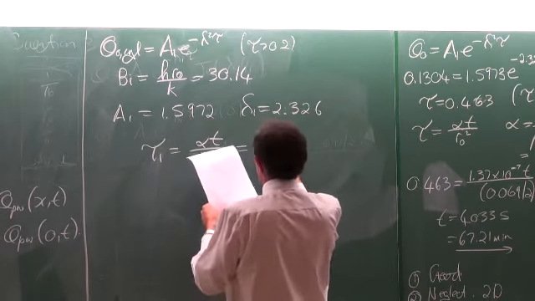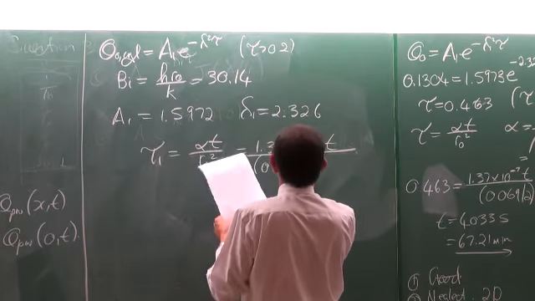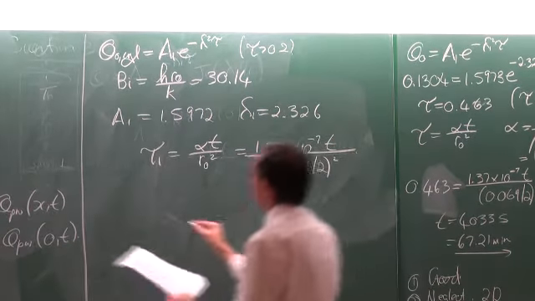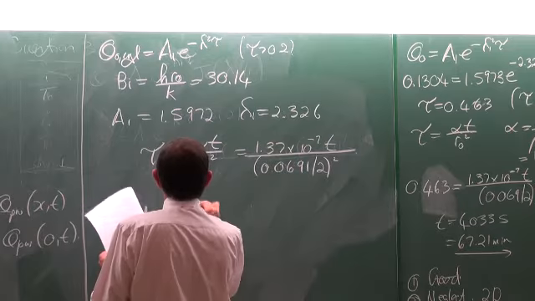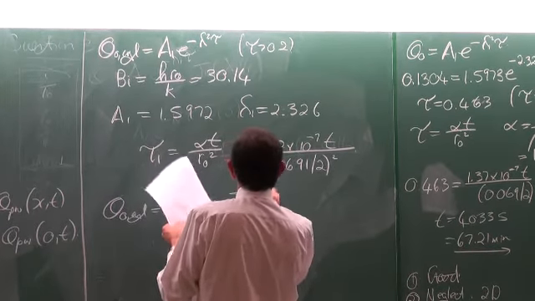And tau, the non-dimensionalized time, would be equal to alpha t divided by r0 squared. And we can write it as 1.37 multiplied by 10 to the minus 7 multiplied by t divided by the diameter, 0.0691 divided by 2, squared. And then we can write down the equation for the cylinder as 1.597 multiplied by e to the minus 2.326 squared multiplied by 1.37 multiplied by 10 to the minus 7 multiplied by t divided by 0.0691 divided by 2 squared. So something like that.